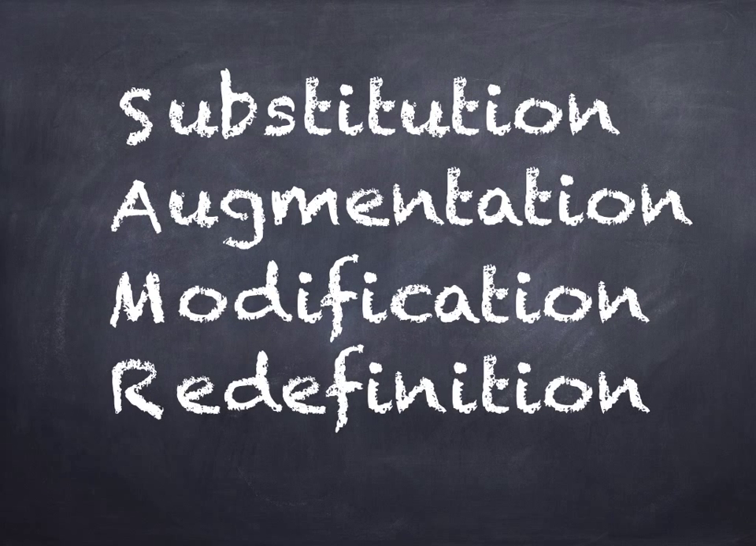Modification and redefinition describe technology that is used in fascinating ways, and students are able to create products that have never been possible before. Students are writing, illustrating, and publishing their own books. They're able to distribute their creation to others.